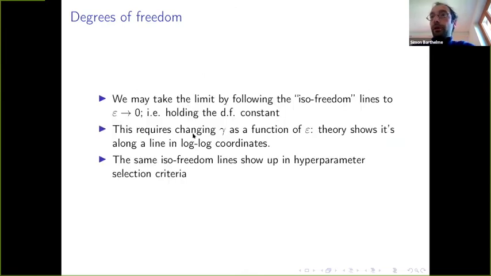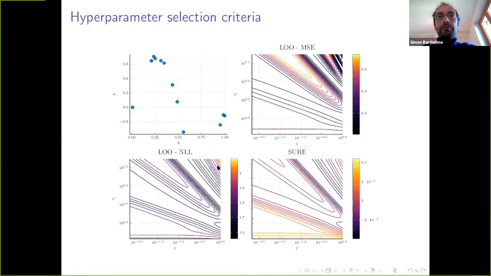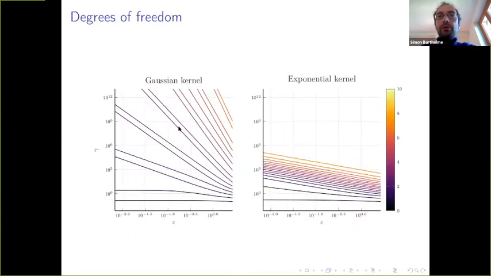So this is how you should think of the flat limit of Gaussian processes. In order for the limit to be reasonable, we want to keep the degrees of freedom constant as epsilon goes to 0. That means increasing gamma, increasing the height of the kernel functions. I'm going to insist on this because it's actually significant. These contour lines, where the degrees of freedom are constant, we have a very ugly word for: we call them isofreedom lines.